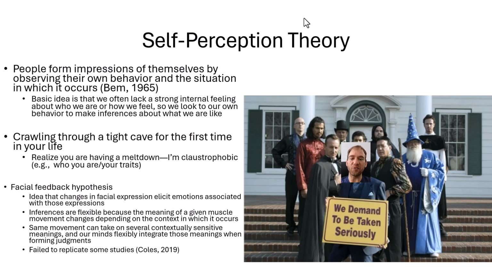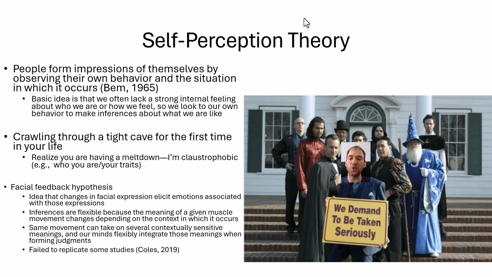So basically, often people don't know what they're feeling, why they're doing what they're doing, who they are. So what we do is, we're like, okay, I just did this. Therefore, I guess this is who I am, is kind of the idea here. So for example, you're crawling through a tight cave for the first time in your life, and you start to have a meltdown. You think to yourself, oh, this means I must be claustrophobic. That is who you are in your traits. You discover this by observing your own behavior.